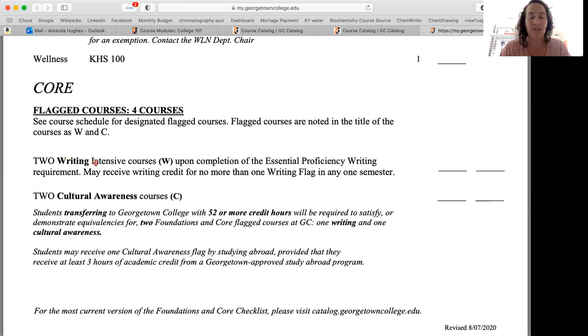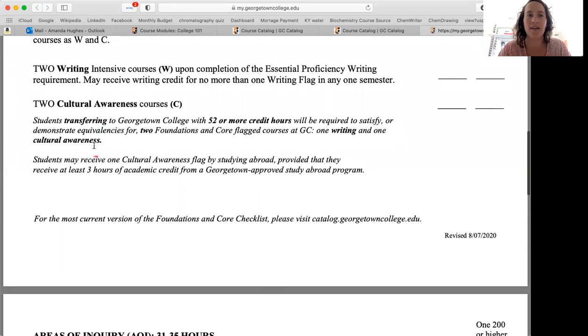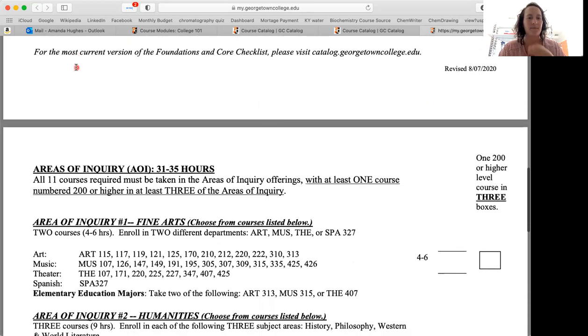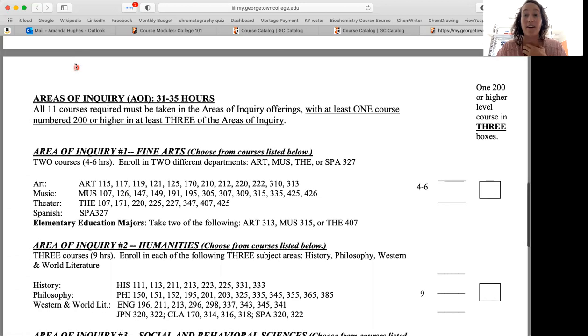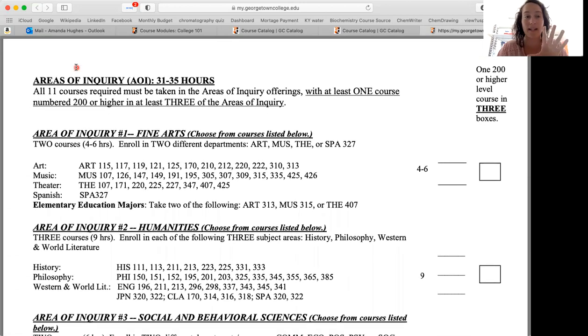In fact, for the writing flag, you have to have already finished 112 before you can get a writing flag. And even then, you can't have 2 writing flags in one semester. So there's a couple of little nuanced rules there. But again, not to worry about it right now, just to make you aware that there's a rule about the writing flag. Okay, so now there are 5 areas of inquiry, or AOIs, that you'll have to take.